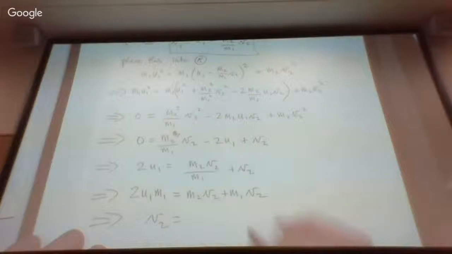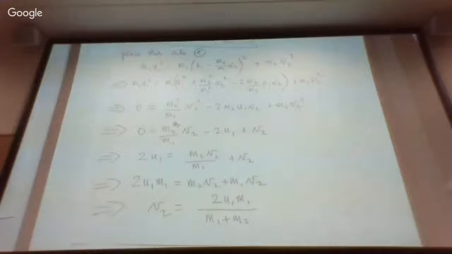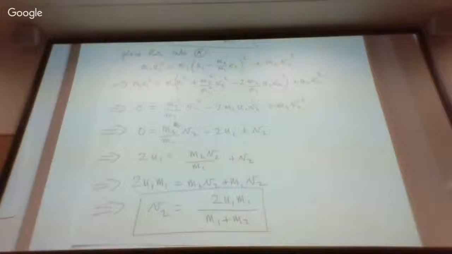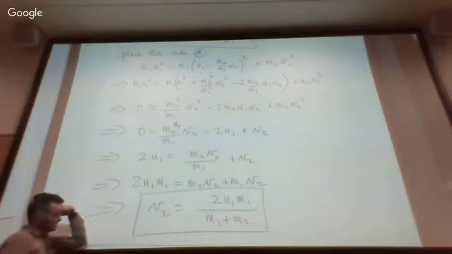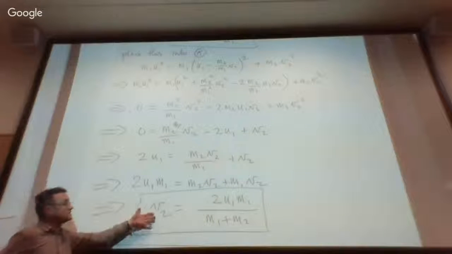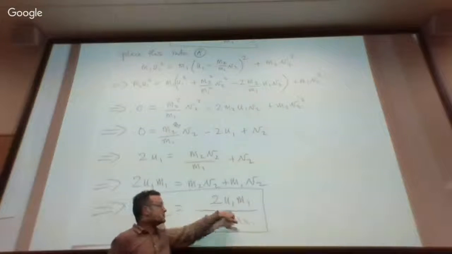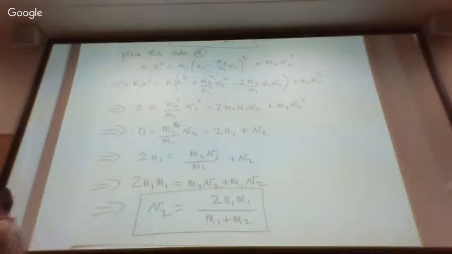V2 is 2U1 M1 over M1 plus M2. Now this is the form of the relationship that I declared we were seeking in the beginning. Here I have the new velocity V2, now just expressed in terms of the masses M1 and M2 and one of the pre-collision velocities, U1.